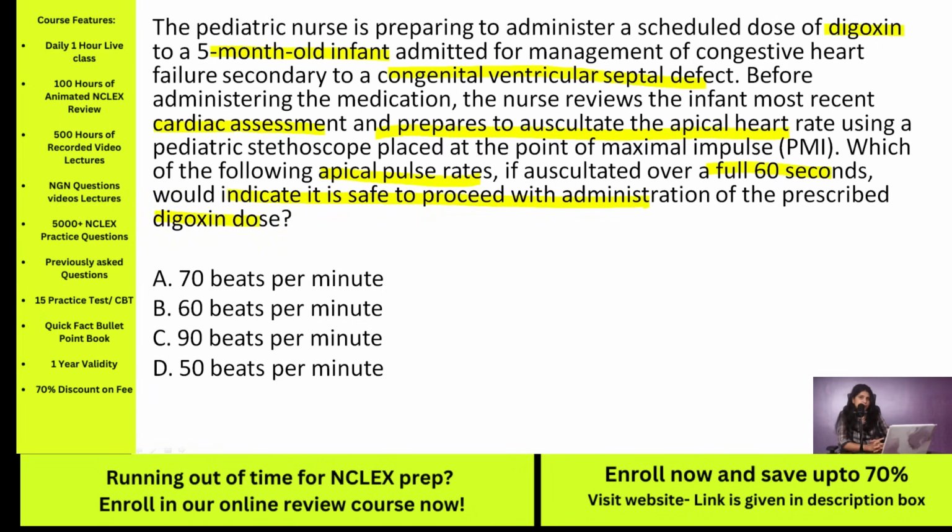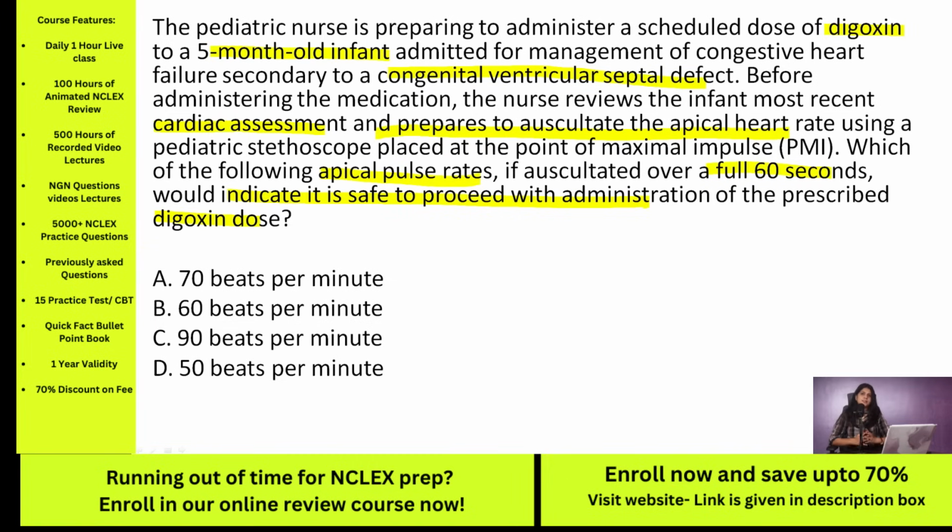Let's carefully go through the answer options together. Option A, 70 beats per minute. Option B, 60 beats per minute. Option C, 90 beats per minute. Option D, 50 beats per minute. Now let's determine which apical pulse rate meets the safety threshold for administering digoxin in an infant.